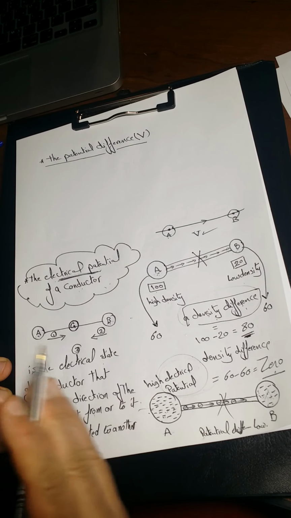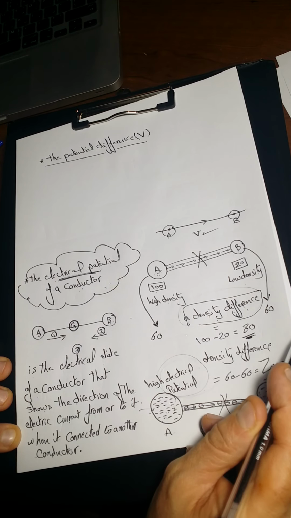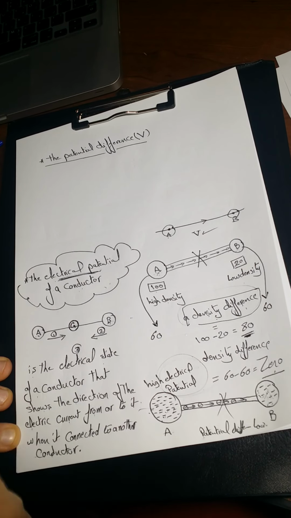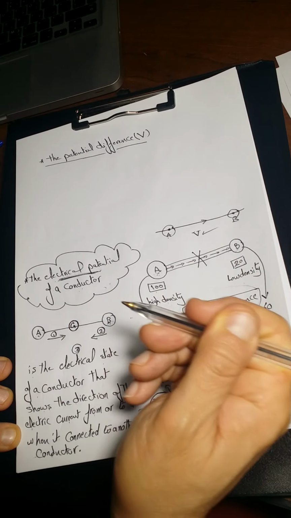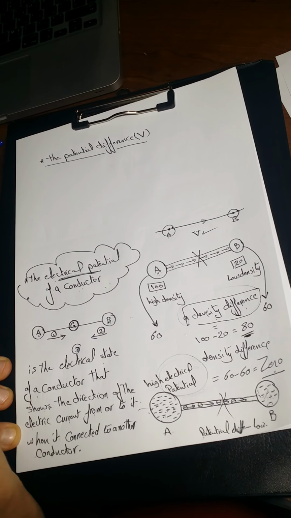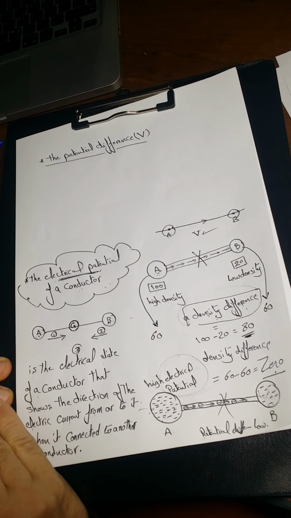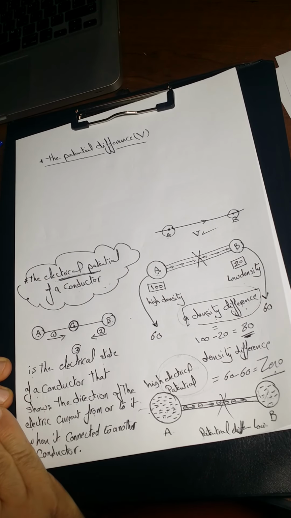If electric current goes out of the conductor heading to the other conductor, it has high electrical potential. But if electric current goes to it, it has low electrical potential. But if there is no electric current at all, it means the two conductors have the same electrical potential, have the same electrical what? Potential. Okay guys.